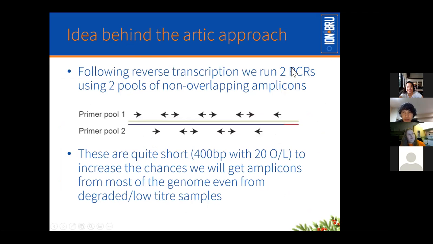So the general idea behind this approach is that we're using the reverse transcription, and then we're doing two different PCRs. We're doing tiled amplification across the genome in two separate pools so that they're not overlapping within the same pool, because obviously then you would end up amplifying a bunch of this overlapping region instead of the full amplicon that you're looking for. These are quite short amplicons of 400 base pairs with 20 base pairs overlap. This is to increase the chance that we'll get the amplicons from most of the genome, even if the sample is quite degraded or if we've got quite a low titer sample.